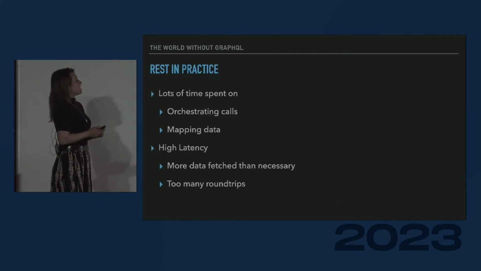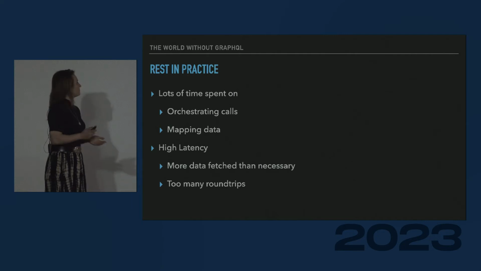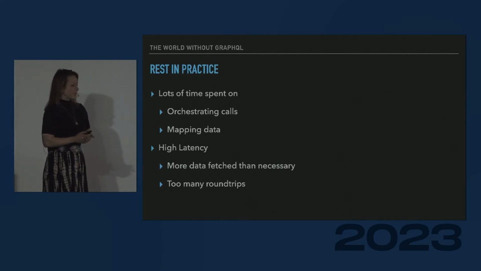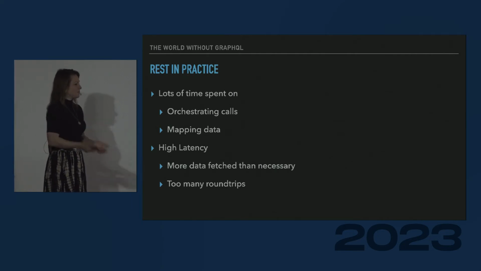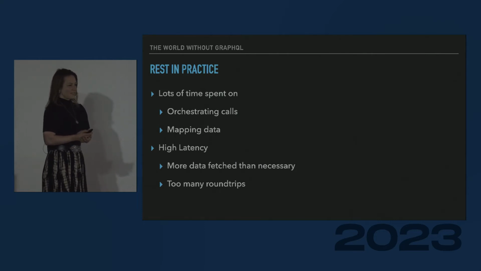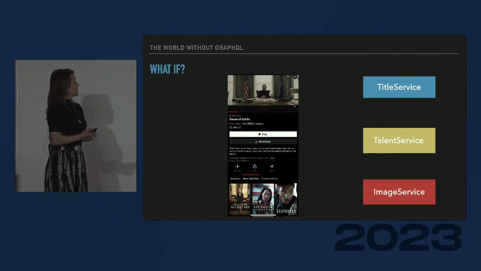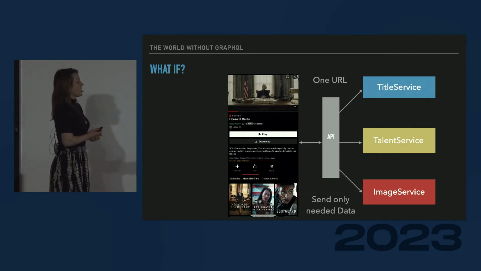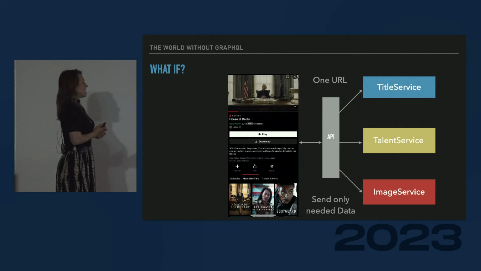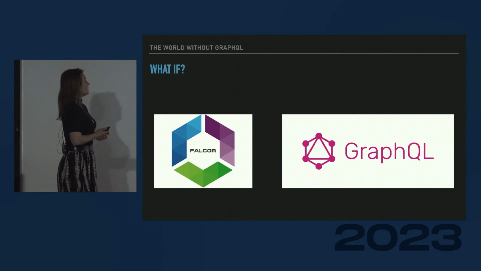So why do I need to do a lot of work? Well, I'm spending a lot of time now orchestrating all of my calls. I'm then mapping all of the data that I'm getting back to the one that I actually need to use. I might have high latency because I'm fetching more data than I actually need, and I'm making more round trips than I need to do. So what if, instead of making all of these three calls, I'm having just one URL and send only the data I needed? So there are actually a couple of solutions that came out.